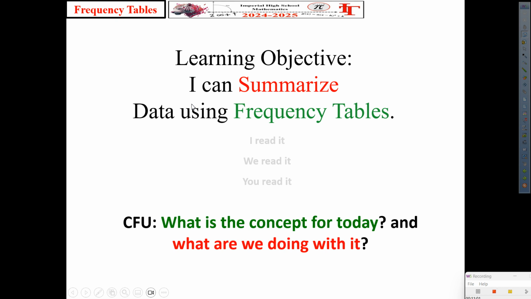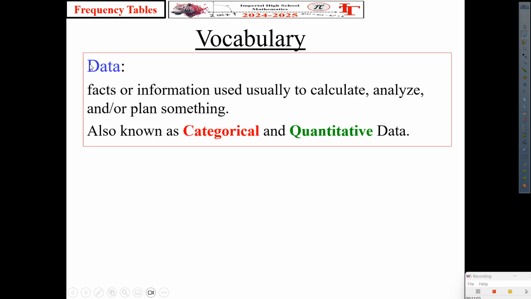Students, we're going to be presenting this school year with data. Don't write this down. What is data? Whenever I talk about data, it's basically just facts or information. What are they? Facts or information. What is data? Facts or information. Now, the information could be given in different ways. Now, there's two major categories. They're called categorical or quantitative data.